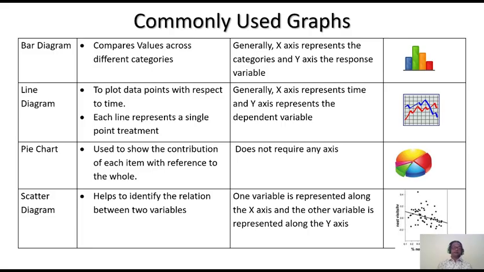Lastly comes the scatter diagram. The scatter diagram has values along the x-axis as well as along the y-axis. So both are numerical values, and their meeting point is represented by a point. Scatter diagrams help us to understand the relationship between two variables.